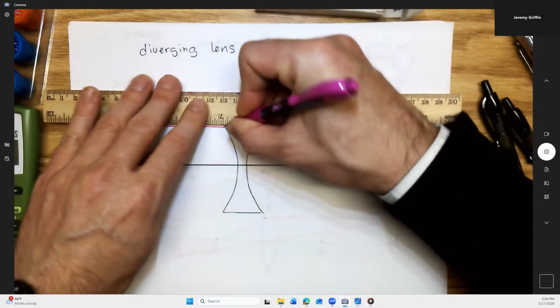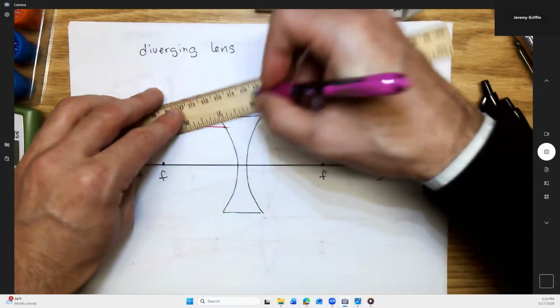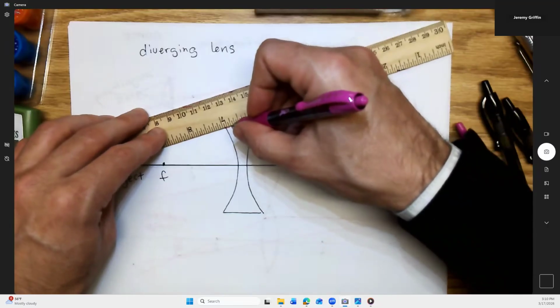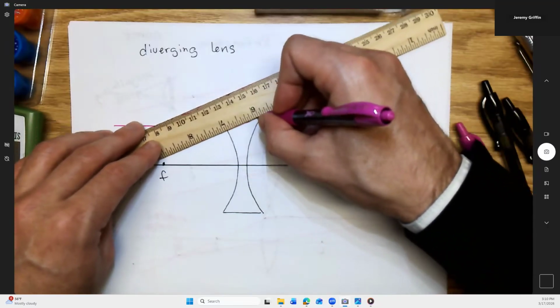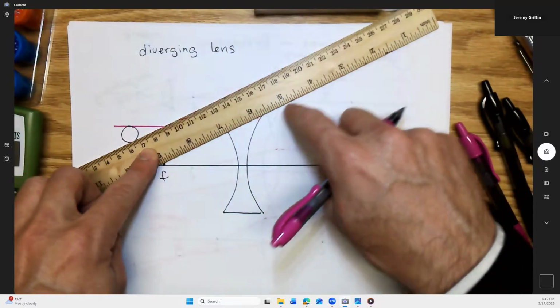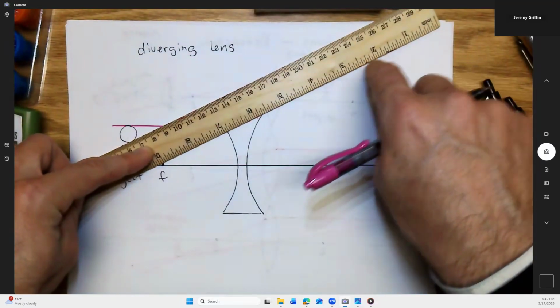Up to the right. Up to the right. I mean, it's diverging, right? And I should draw this a little bigger. That's okay. You get the idea. Okay. And it's going to come out the other side at what angle?